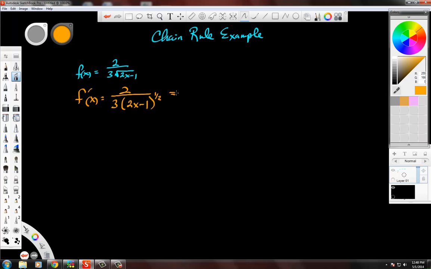So now this is going to turn into 2. So here's my line for what's on top and what's on the bottom. 2 is on top, the 3 is on the bottom, but I'm going to take this and put it on the top. So I'm going to have 2x minus 1 to the negative 1/2 power. So that's going to be my first step.